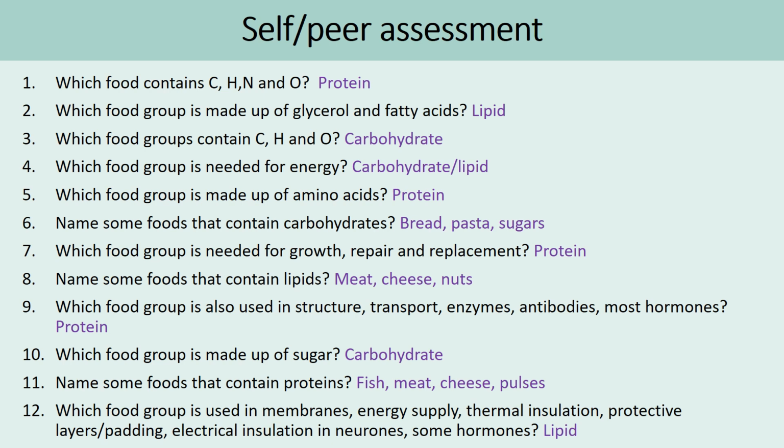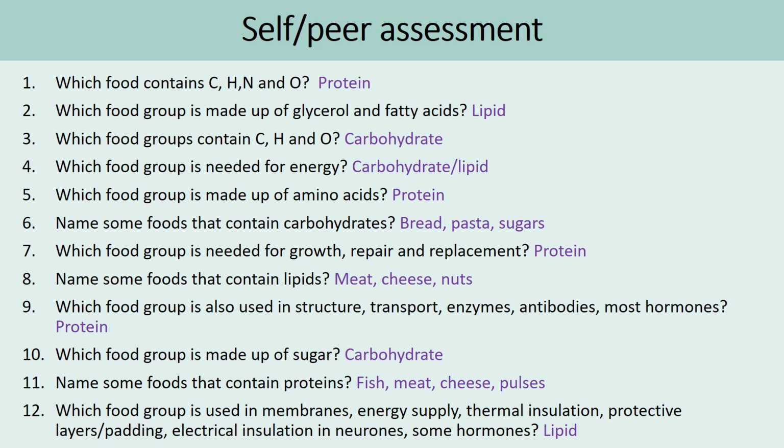Number 7, which food group is needed for growth, repair and replacement? That is protein. Number 8, name some foods that contain lipids. So meat, cheese, nuts, cream, butter. Number 9, which food group is also used in structure, etc.? That is protein. Number 10, which food group is made up of sugar? That's the carbohydrates. Number 11, some foods that contain protein: meat, fish, cheese, pulses, beans, any of those. Number 12, which food group is used in membranes, energy supply, etc.? That is the lipids.